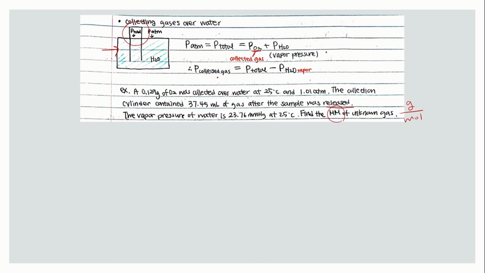So you always have to take into consideration this vapor pressure. So pressure for collected gas equals the total pressure minus the vapor pressure, because vapor pressure is also in the tube. So in the question, you're given the vapor pressure of 23.76 millimeters mercury. So you first have to convert that into atm. You simply can do this by dividing it by 760 millimeters mercury, which you get 3.126 E-2 atm. That is the vapor pressure.